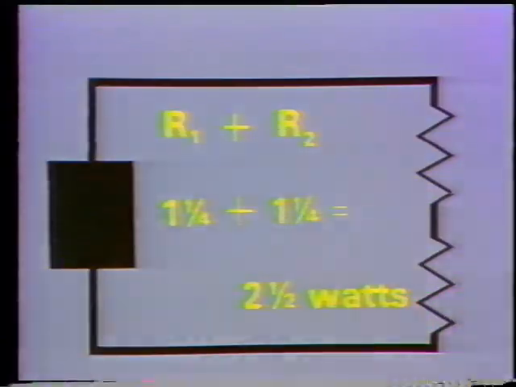A few minutes ago, we calculated the total power in this circuit by multiplying the source voltage by the total circuit current. It was 2.5 watts. We get the same answer when we add the power used by R1 and R2. 1 1/4 watts plus 1 1/4 watts equals 2.5 watts.